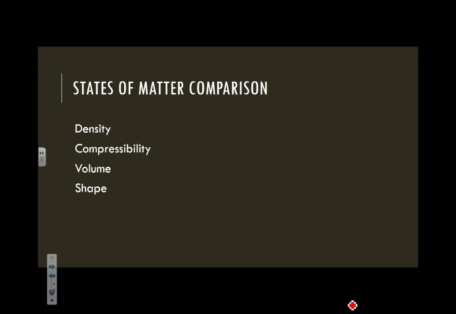So when we look at our different states of matter and we compare things like density and compressibility and volume and shape, we know from our earlier conversation in the quarter that liquids and solids and gases, we can describe them according to their volume. So let's make this solids, make this liquids, and our final column will be gases.